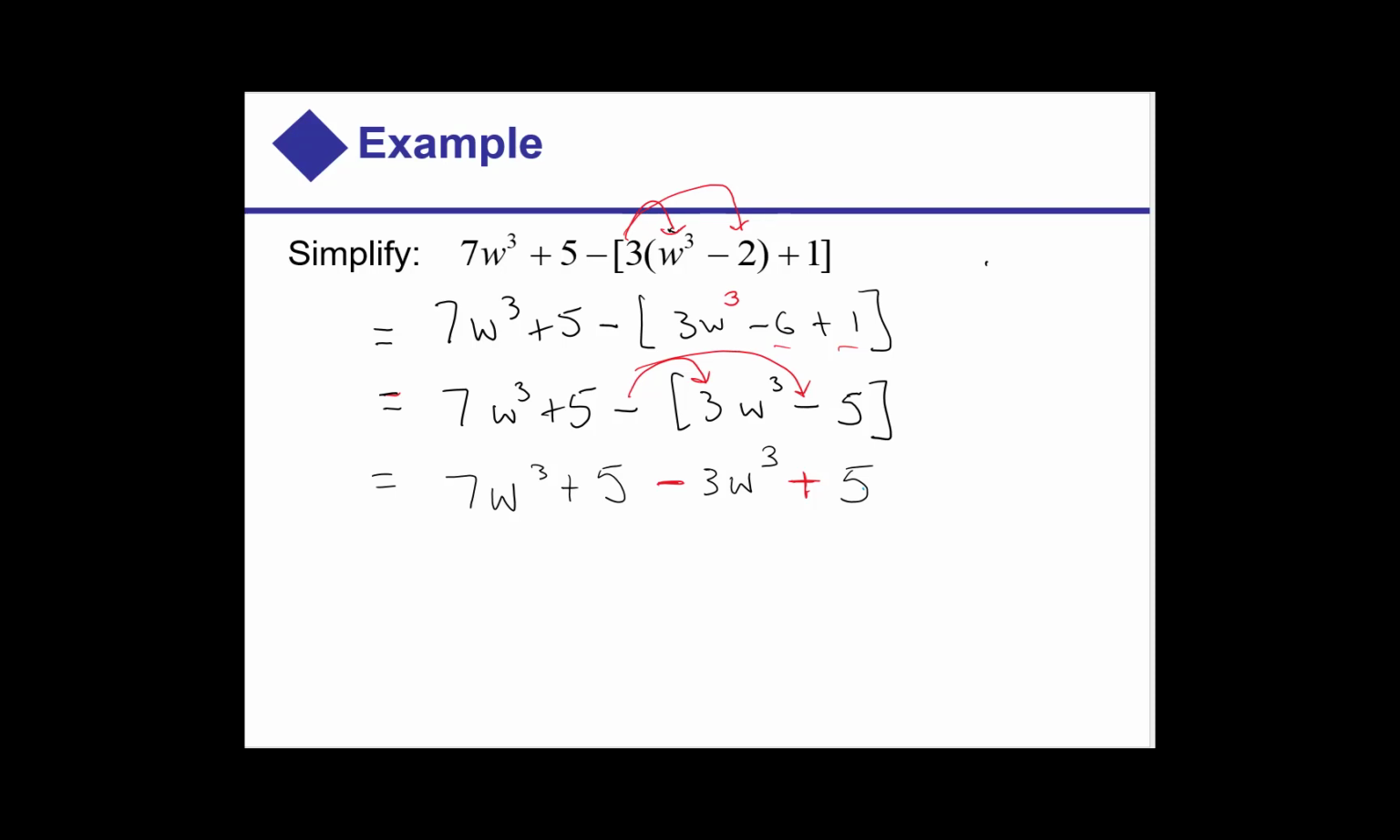Wow, I am almost done here. I see some like terms, so I'm going to combine the like terms. There are w cubes, so those are like apples and apples, and there are the 5s, the 2 5s, and they both happen to be positive. So that would be my final answer. 7w cubed minus 3 is 4w cubed. 5 plus 5 is 10, and that's it. That is the simplified expression.